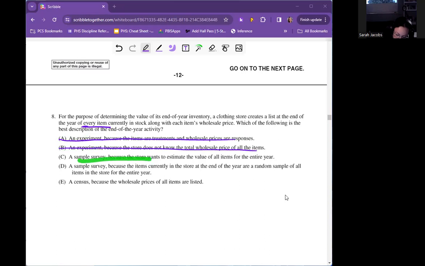A sample survey because the store wants to estimate the value of all items. That's true, but it's not a sample survey. Also, D, it's not a sample survey because the items currently in the store are a random sample of all items in the store. Well, they want to know the value of the end of year inventory, not value of items in the store for the entire year. And then E, a census, that's our answer because the wholesale prices of all items. So the key with census is that it's everything. Okay.